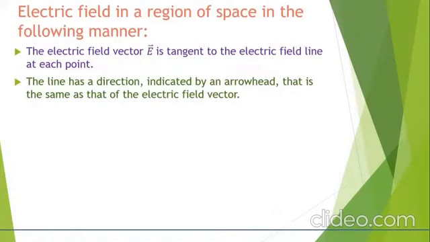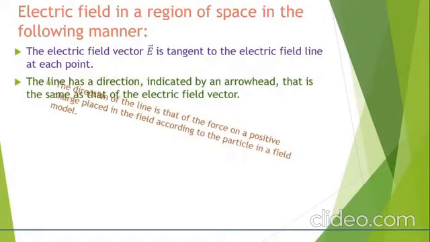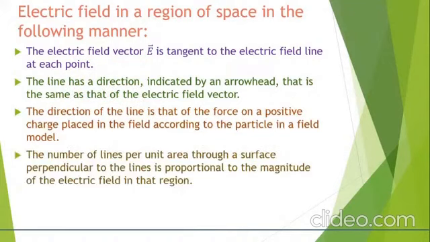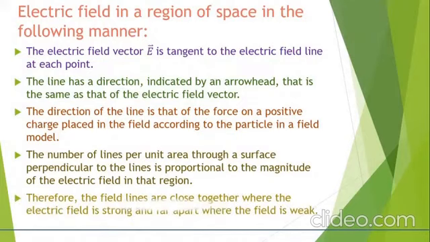And the direction of the line is that of the force experienced by a positive point charge when placed in the field, according to the particle in a field model. And the number of lines per unit area through a surface perpendicular to the lines is proportional to the magnitude of the electric field in that region. Therefore, the field lines are closer together where the electric field is strong, and the field lines are far apart where the electric field is weak. We'll discuss all of these points in detail in the next slides.